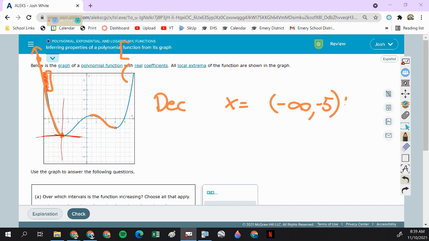Okay. Now, there is another moment in time when the roller coaster is going downhill. So we're going to write the union symbol. And when does the roller coaster start going downhill? At 1. And when does it stop going downhill? At 6.